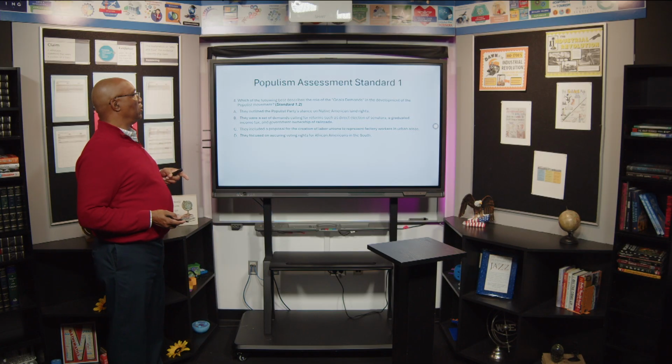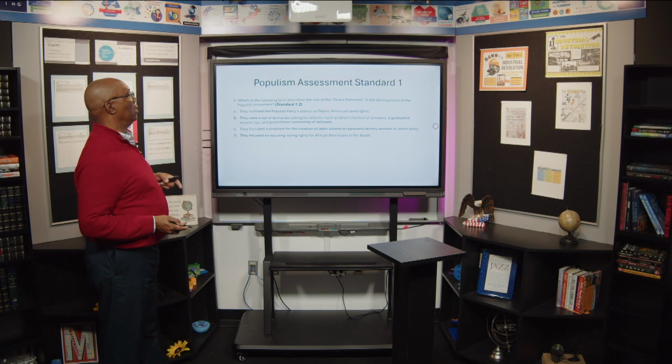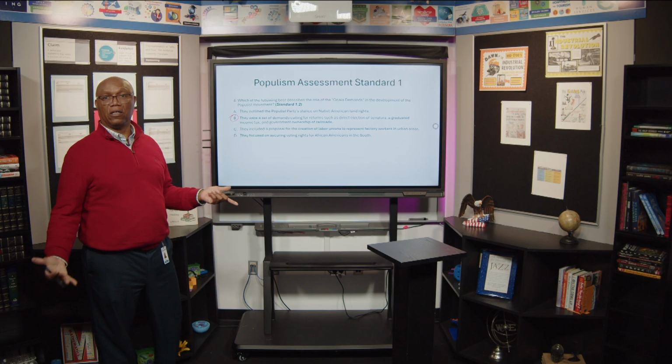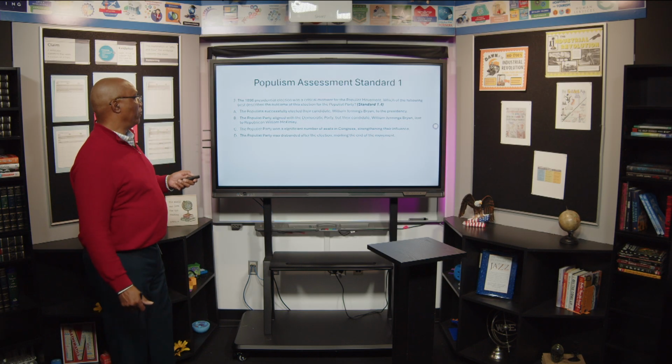Populism Assessment Standard 1. Which of the following best describes the roles of the Ocala demands in the development of the populist movement? They outlined the Populist Party's stance on Native American land rights. They were a set of demands calling for reforms such as direct election of senators, the graduated income tax, and the government ownership of railroads. They included a proposal for the creation of labor unions to represent factory workers in urban areas. They focused on securing voting rights for African Americans in the South. The best answer for the Ocala demands was B, and that becomes the Populist Party platform.